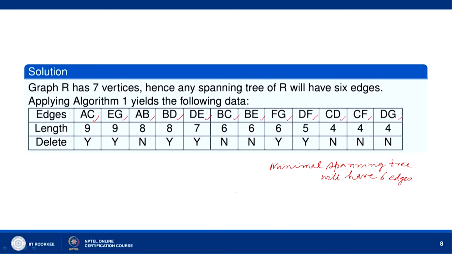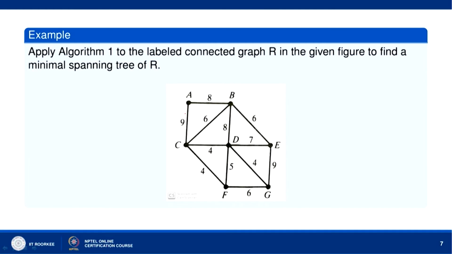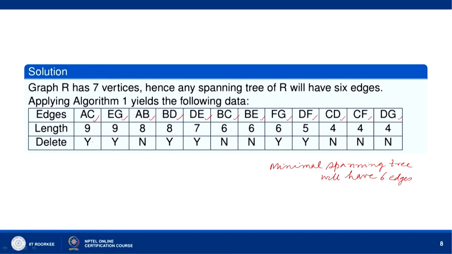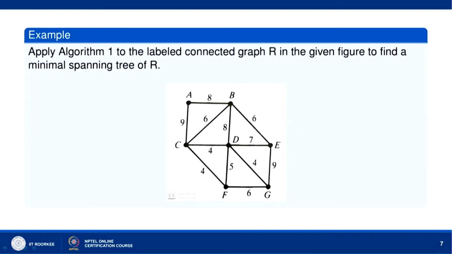We will go on deleting edges in such a way that the graph does not become disconnected. So, AC, we can delete AC. Let us see, we can delete AC, yes. Then EG, can we delete EG? E and G, yes, we can delete EG, the graph does not become disconnected.